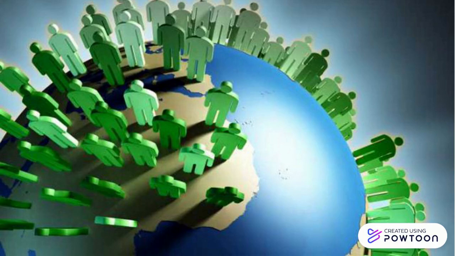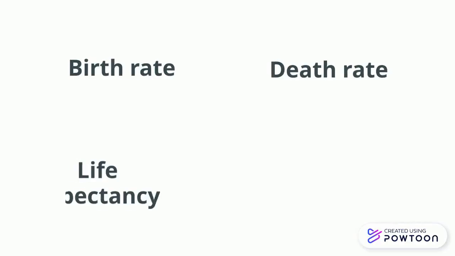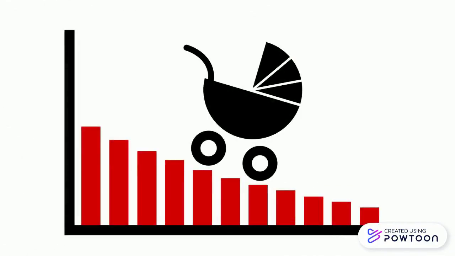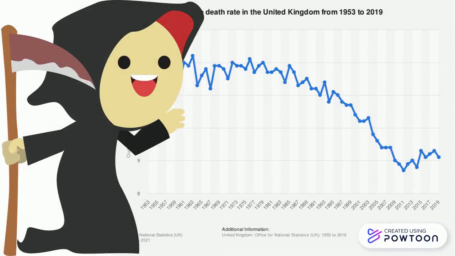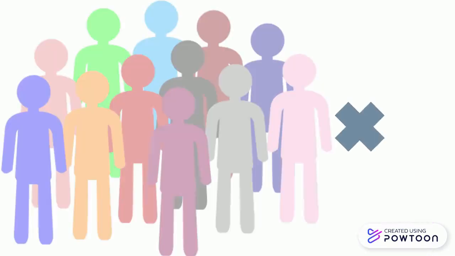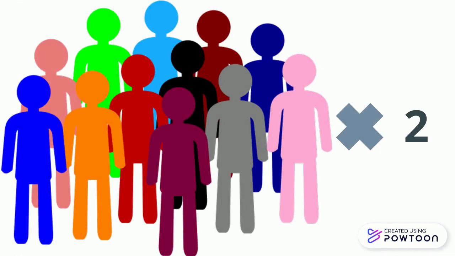Population is defined as the number of inhabitants of a certain town, area, or country. Some key terms would be birth rate, death rate, life expectancy, and doubling time. Birth rate is the number of live births per thousand of population a year. Death rate is the number of deaths per thousand of the population a year. Life expectancy is a measure of how long the average person in the country is expected to live. Lastly, doubling time is the number of years it is expected to take to double the population.